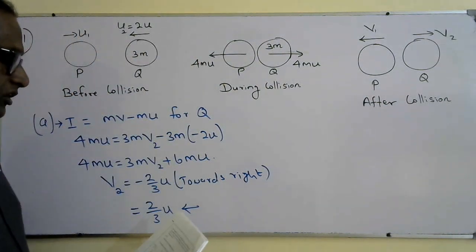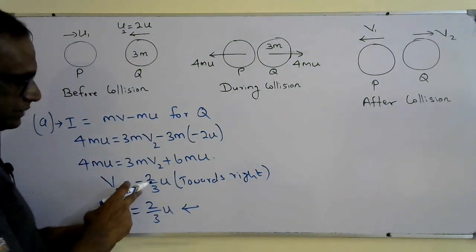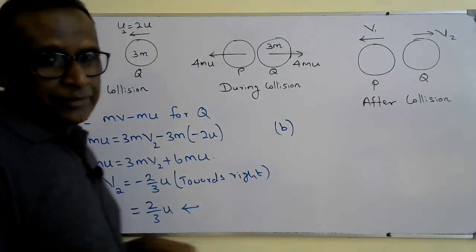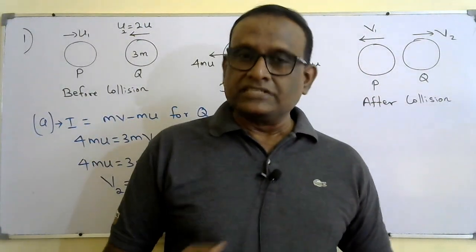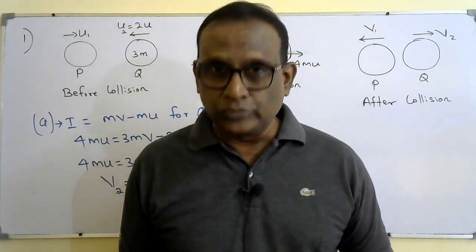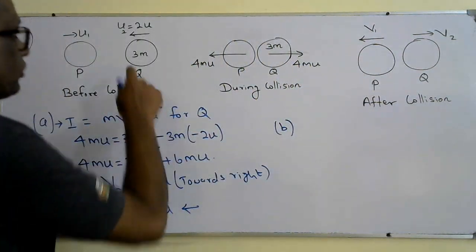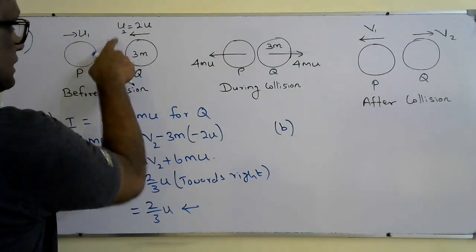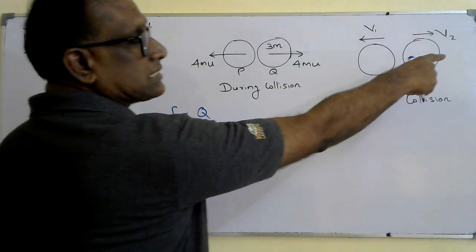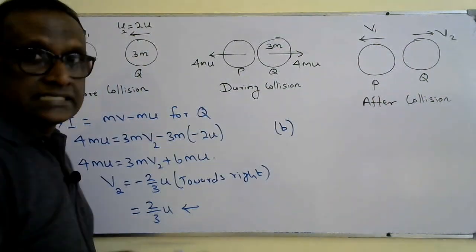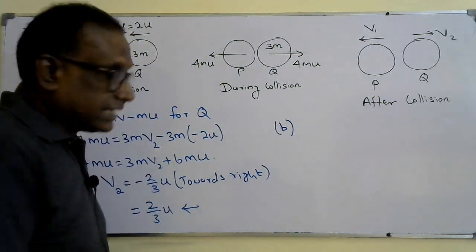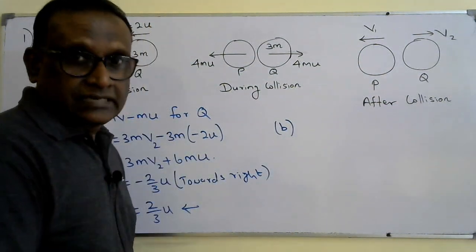B part, the direction of Q immediately after collision. So they are asking about the sign now only. You can't just say towards left or right because in this question they are not specifying which is moving towards left, which is moving towards right. But I can say before collision the sphere Q is moving towards left, after also towards left, so both directions are the same. So you can say B answer, the direction they are asking, same direction as initial velocity.